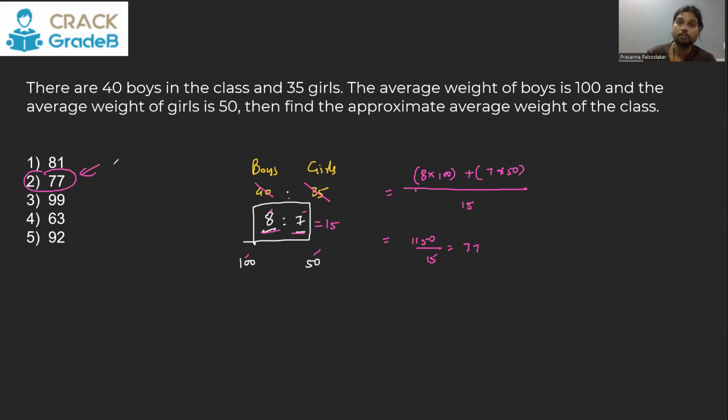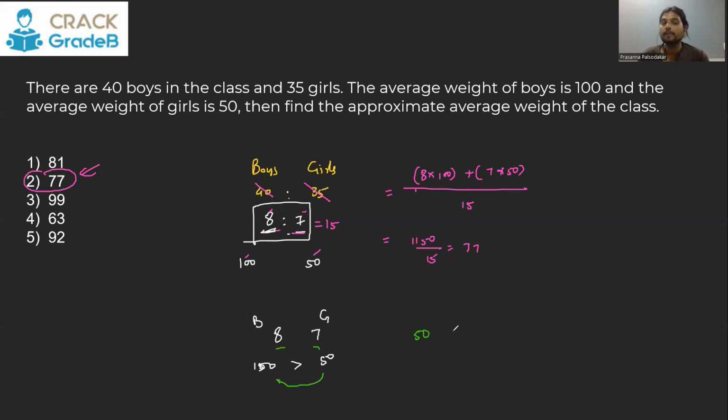And if you try to solve this by chocolate theory, you have to realize there are 8 boys and 7 girls. Boys are getting 100 chocolates each. Girls are getting 50 chocolates each. This time the lesser number is 50. So you can say everybody is going to get at least 50 chocolates.